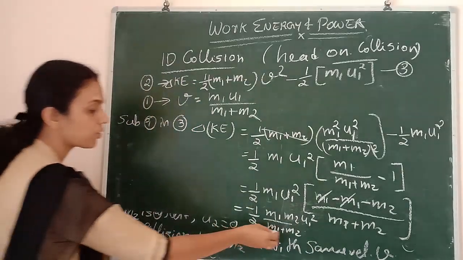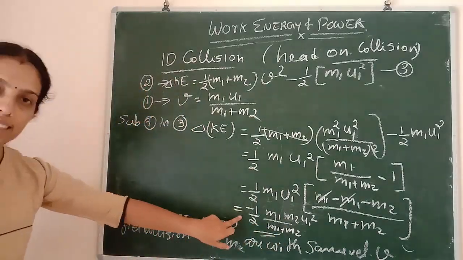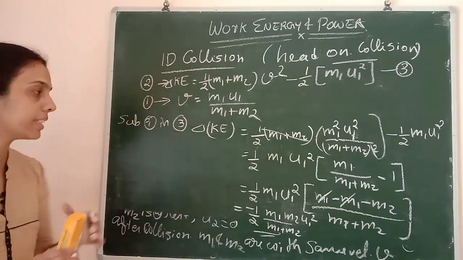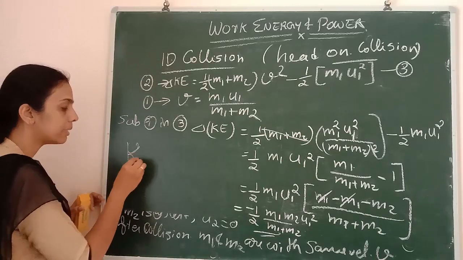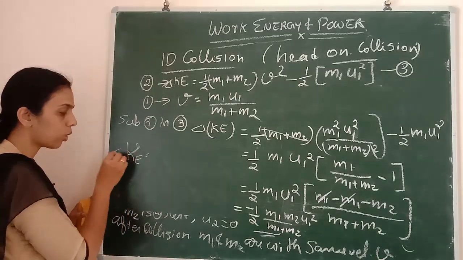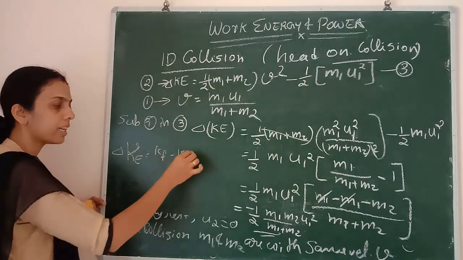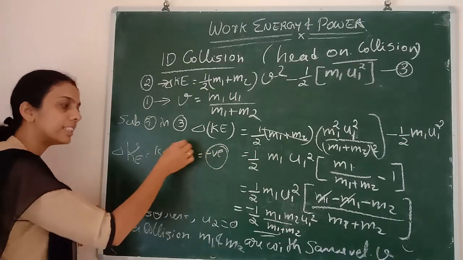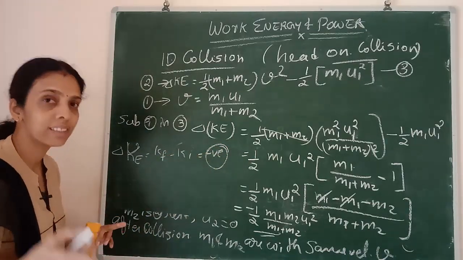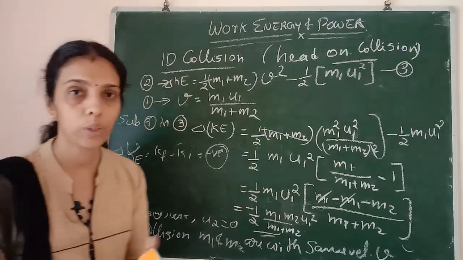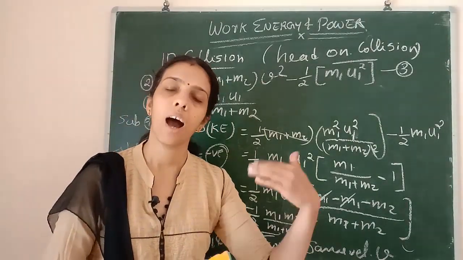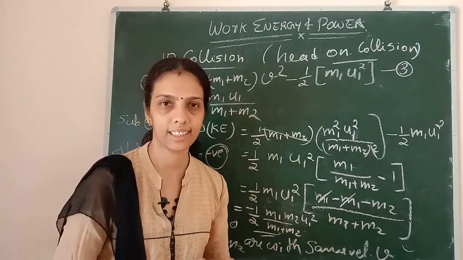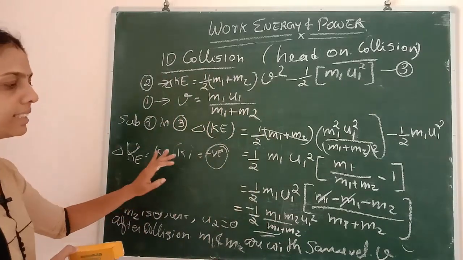That means what we understood from this is that it is a negative quantity while we are taking the final kinetic energy minus initial kinetic energy. The loss in kinetic energy, final minus initial, is a negative quantity. So that means initial kinetic energy will be greater than the final kinetic energy after collision. In the case of inelastic collision, after collision we get a kinetic energy less than the initial kinetic energy. So that is called an inelastic collision.